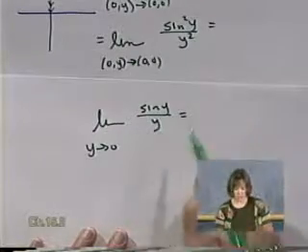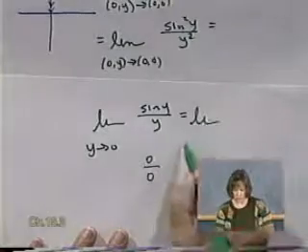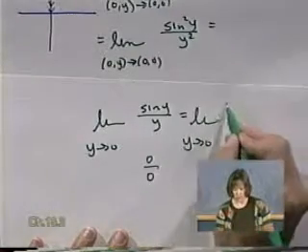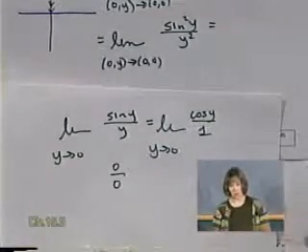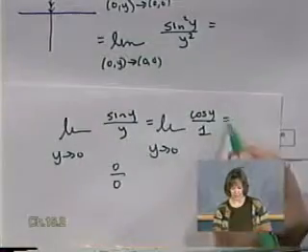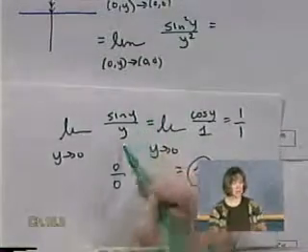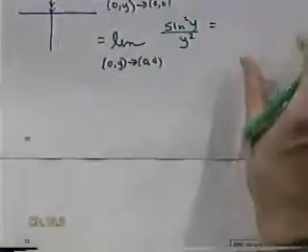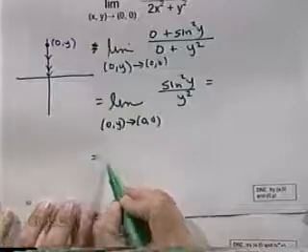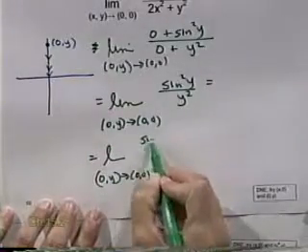If you have 0 over 0, you can use L'Hopital's rule. This would equal the limit as y approaches 0 of the derivative of the top over the derivative of the bottom. Derivative of sine is cosine. Derivative of y is 1. And when you plug in here, you get 1 over 1, which is 1. So sine y over y as y goes to 0, it's a classic. That's equal to 1.